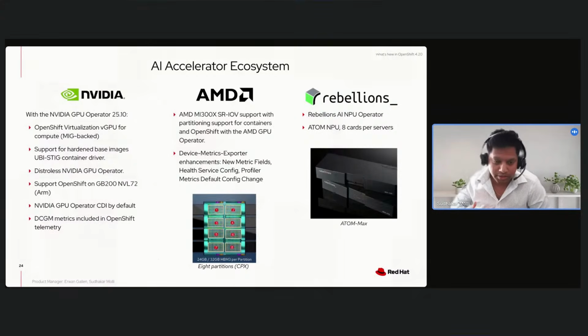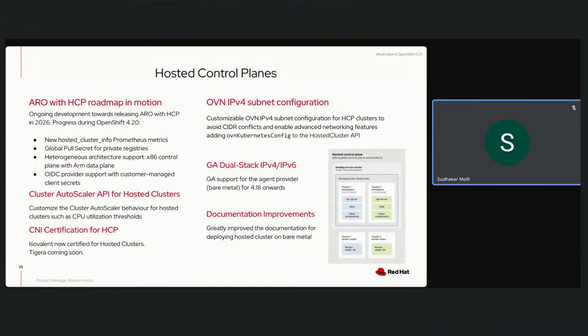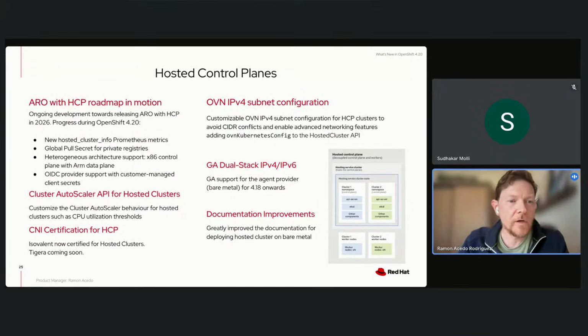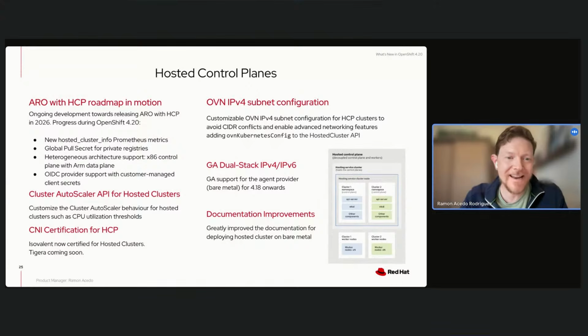Now with the foundation around the accelerators covered, let's shift our focus to hosted control planes. Next slide, please. Hosted control planes. In this release, and while we're working towards 2026, we added a lot of improvements to ARO with hosted control planes. Cluster autoscaler API for hosted clusters. Now you can customize things like the CPU utilization thresholds directly from the hosted clusters API. For example, now you can decide at which point you want to scale out your hosted clusters instead of having it hard-coded in the code.